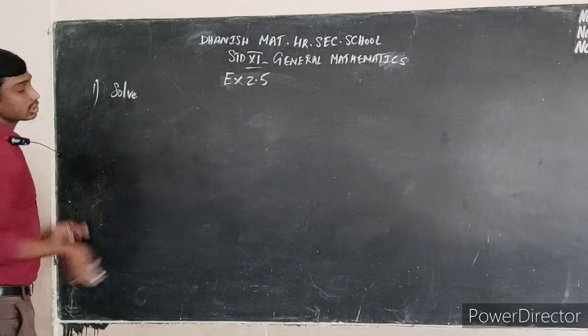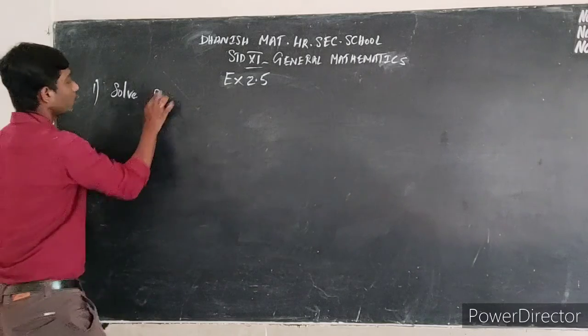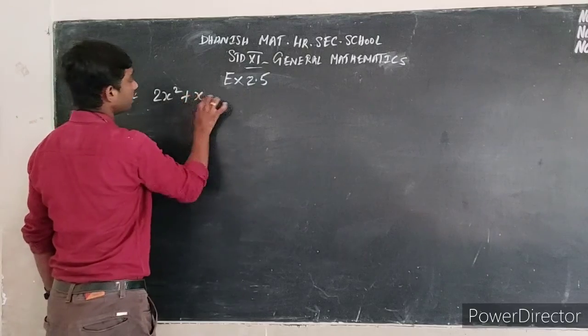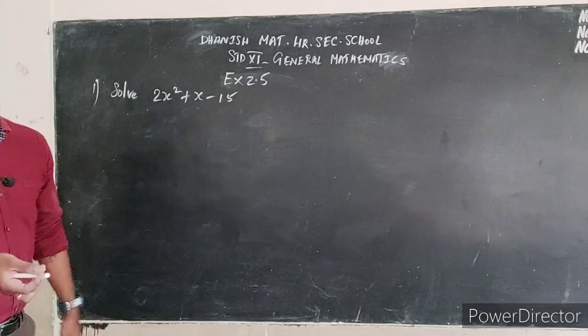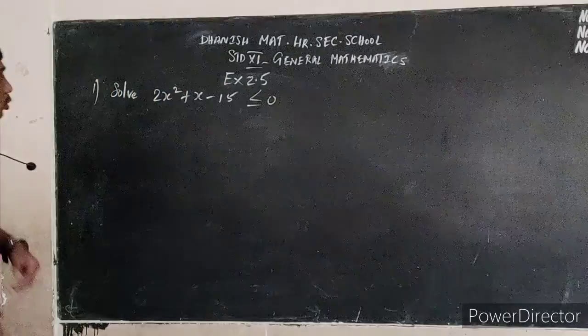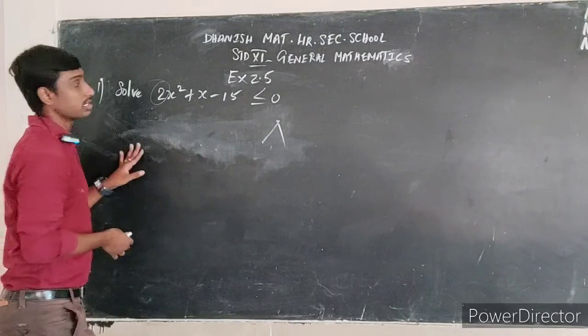What is the question given here? Solve 2x square plus x minus 15 lesser than or equal to 0. So this question uses the sum and product lesson.